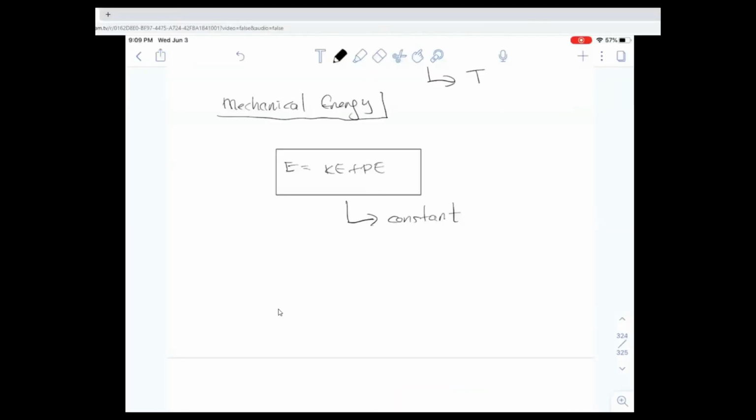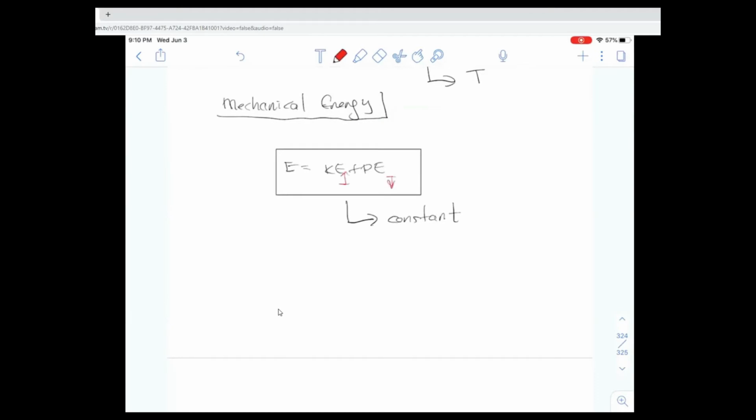All right, so here's the next question. If I drop something, what happens to potential energy? Notice that potential energy is going to go down. What happens to kinetic energy? Kinetic energy is going to go up. What happens to mechanical energy? If mechanical energy is constant whenever you drop something, the potential energy gets converted into kinetic energy.